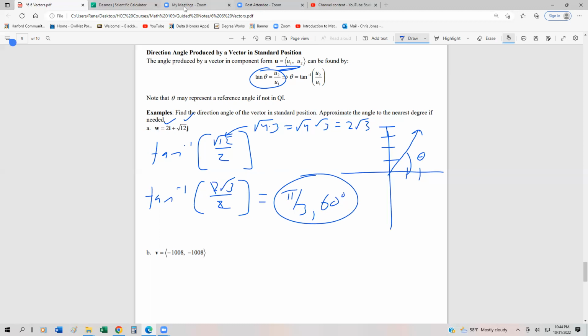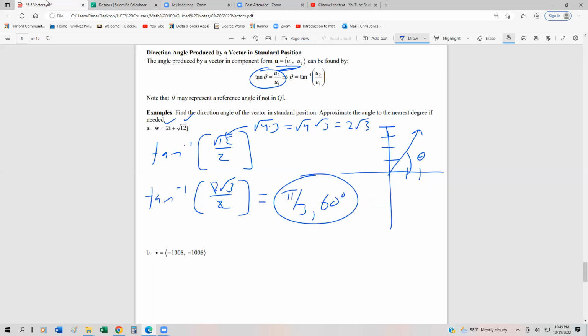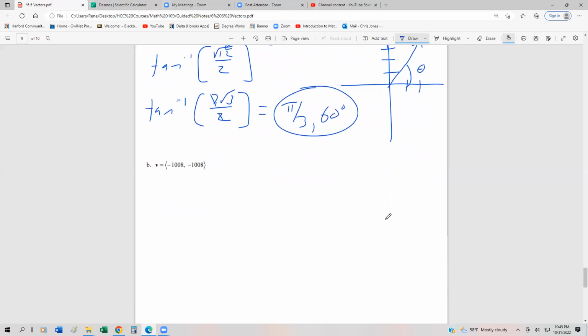Of course, you could always just go in your calculator and clear it out and do the inverse tangent of the square root of 3, and you'll see that it just goes to 60 degrees. So that's another way to do it, whichever you prefer.